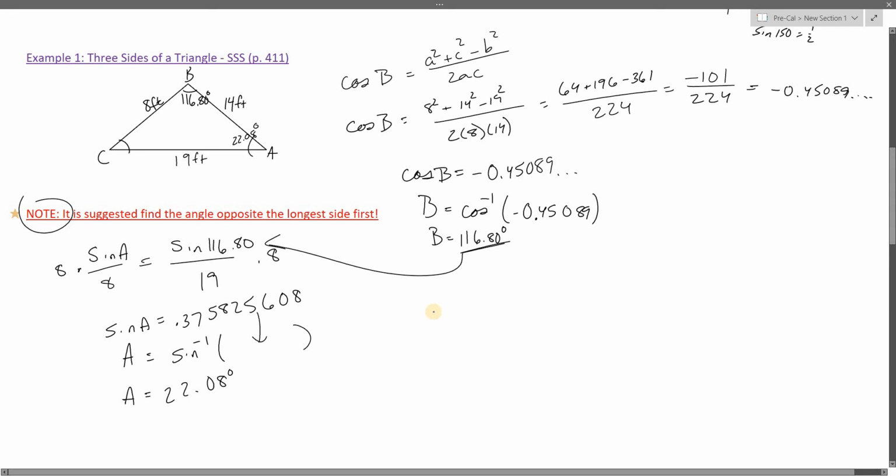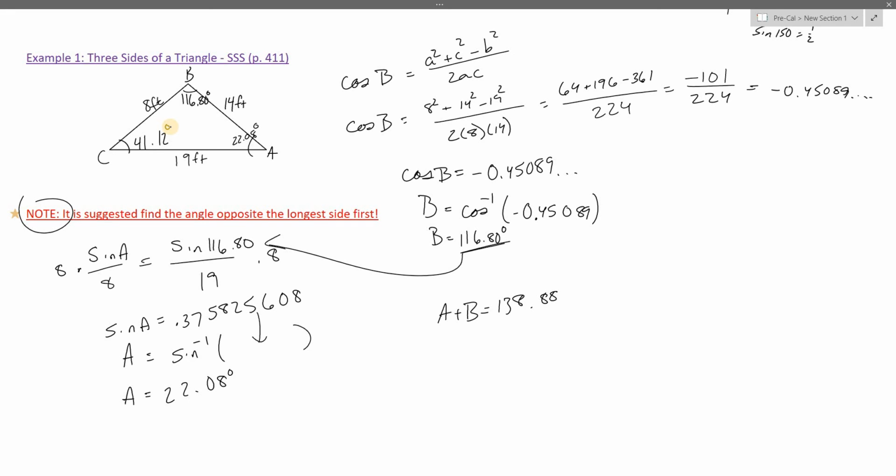Now, remember the old rule from geometry, the sum of the internal angles in a triangle add up to 180. So we have 22.08 plus 116.80. That gives me 138 so far. So A plus B equals 138.88. And so I'm going to take 138.88 and subtract it from 180. And my final answer for angle C, and I'll write it in the blank here, is 41.12 degrees.